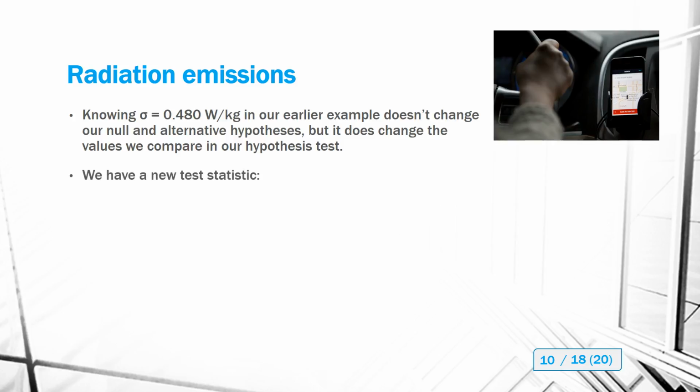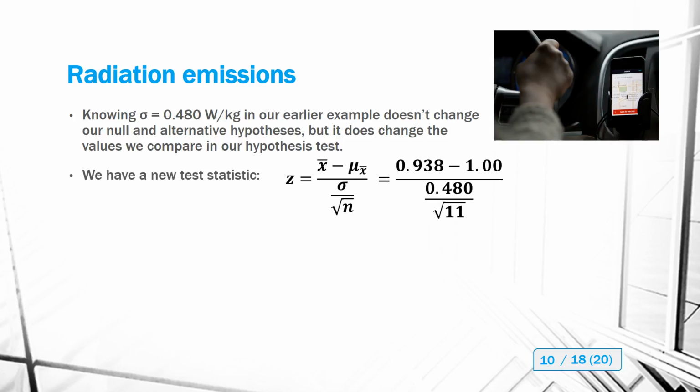First, we have a new test statistic. So using the equation that we just looked at, plug in what we know, punch that out on our calculator, and out comes negative 0.428. Slightly different value from what we had before.